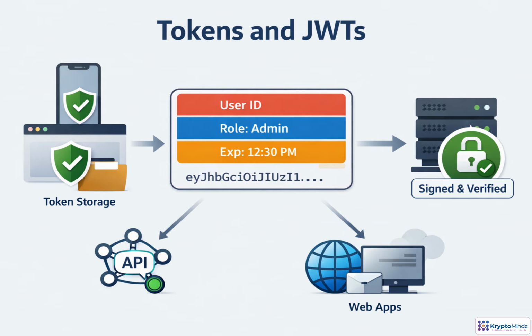Tokens offer another way to prove that a user has already authenticated. An application can store a token and send it with later requests. A JWT is a common token format made of a header, payload, and signature. The payload holds claims, such as the user identifier, role, and expiration time. The signature lets the server detect changes, so a tampered token is rejected. But signed does not mean encrypted, so sensitive secrets do not belong inside the token.